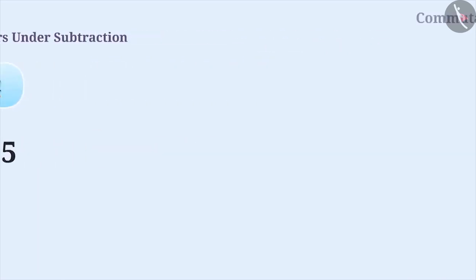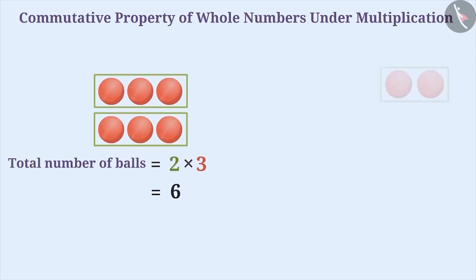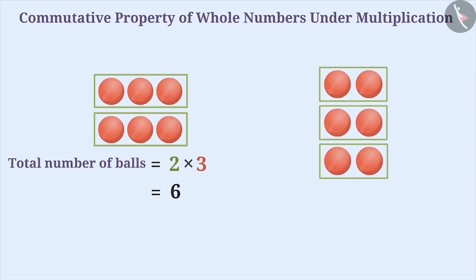Now, let's talk about multiplication. If we make two rows of 3 balls each, then the total number of balls can be obtained by multiplying 2 and 3. The product is 6. However, if we change the order by making 3 rows of 2 balls each, then do we get the total number of balls same as before? Yes, 3 times 2 is also 6.